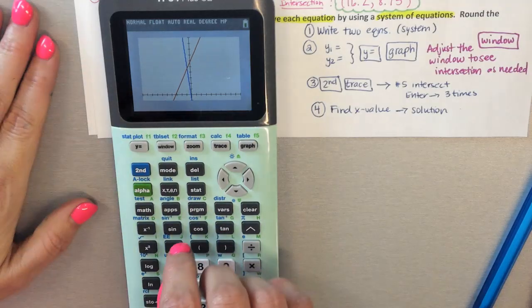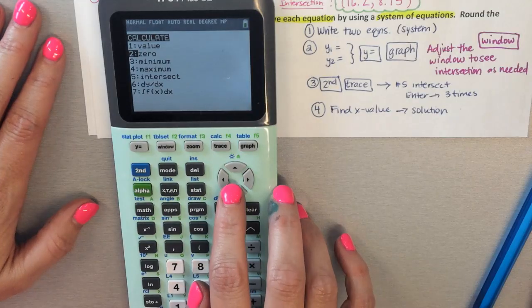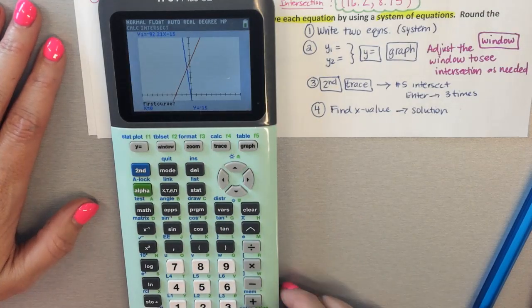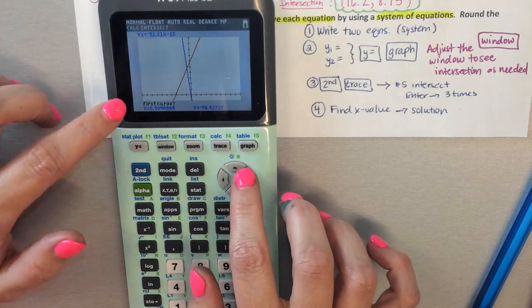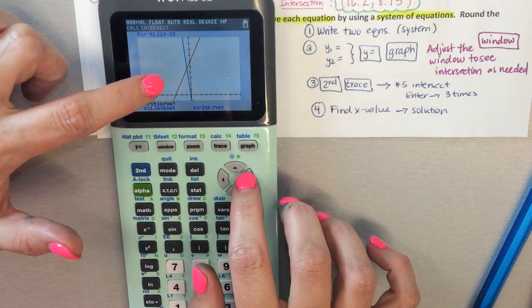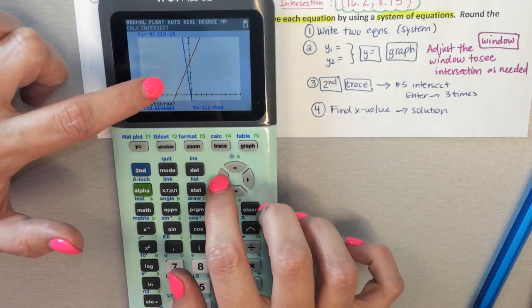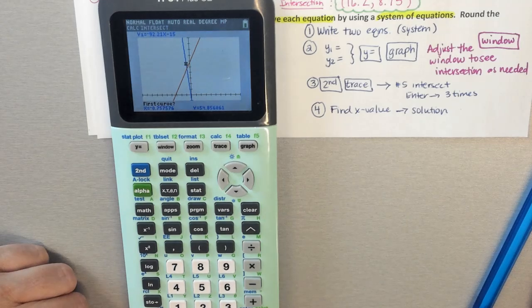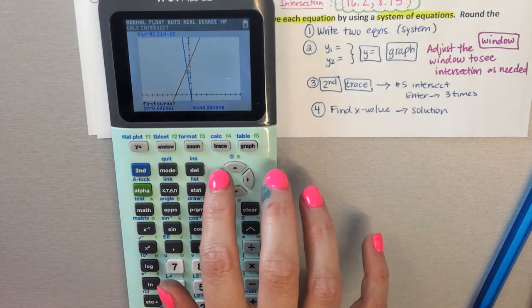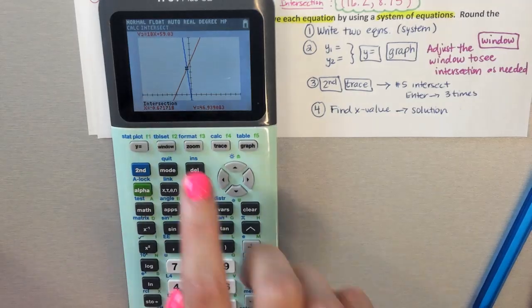We're just going to press second, trace, intersect, and then it says first curve. You want to see your value. If I keep going to the left, it's getting more negative. I want my Y's to be positive. There it is. Sometimes you can't get directly on the point. That's okay. If you just get it close to it and you press enter 3 times, they will give you the intersection.